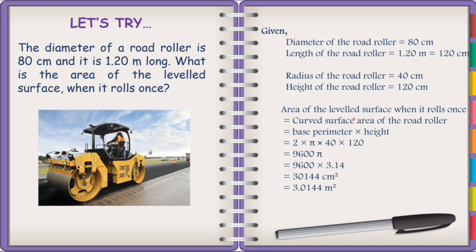Here we have to find the area of the leveled surface when it rolls once, and this area is equal to the curved surface area of the road roller, which is equal to base perimeter into height, that is equal to 2 into pi into 40 into 120, which is equal to 9600 pi. By substituting the value of pi, we get the final answer as 3.0144 meter square.